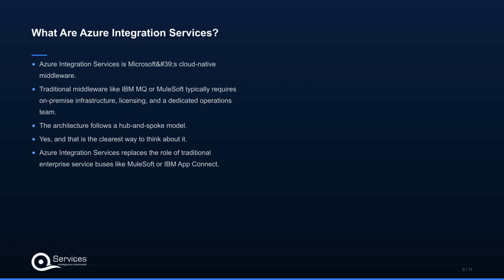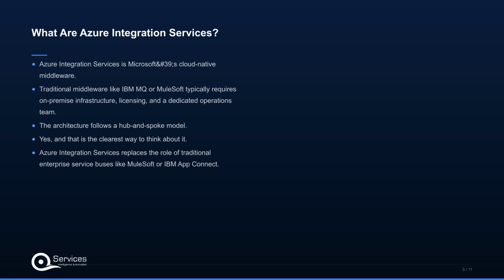Azure Integration Services is Microsoft's cloud-native middleware. Traditional middleware like IBM MQ or MuleSoft typically requires on-premise infrastructure, licensing, and a dedicated operations team. Azure Integration Services architecture shifts that burden to managed PaaS, so your team focuses on designing integration flows rather than maintaining servers. The architecture follows a hub-and-spoke model.